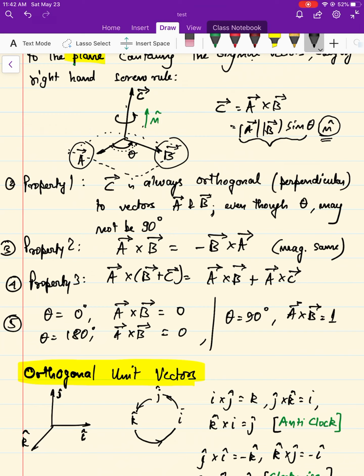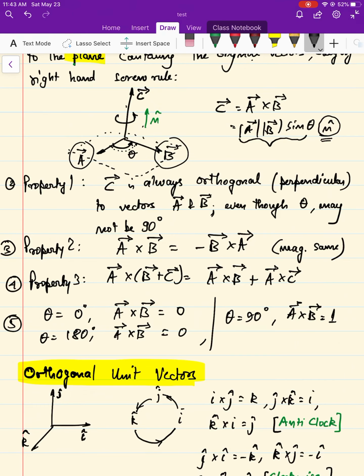So as I have said, and once again to make you revise the different concepts, C is always orthogonal to vectors A and B. Even though theta may vary, where theta is the angle between A and B, C is always perpendicular to the plane containing A and B.